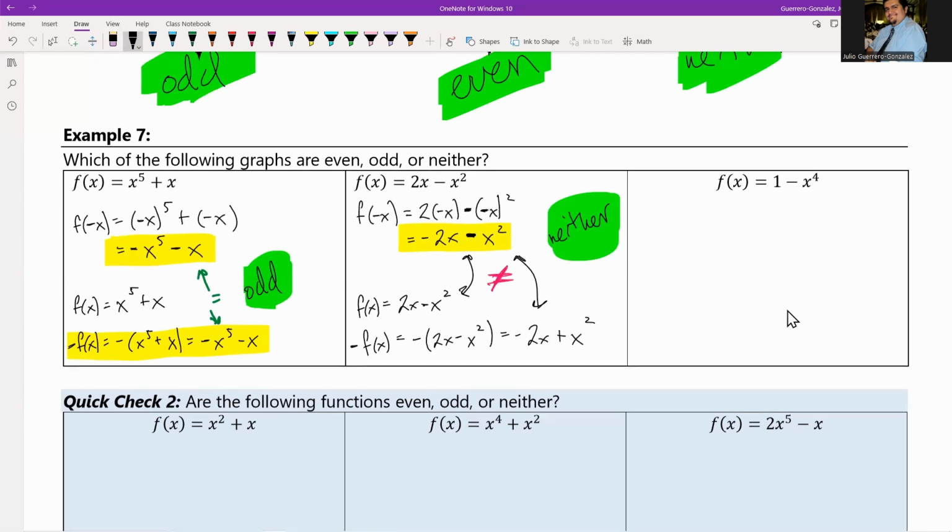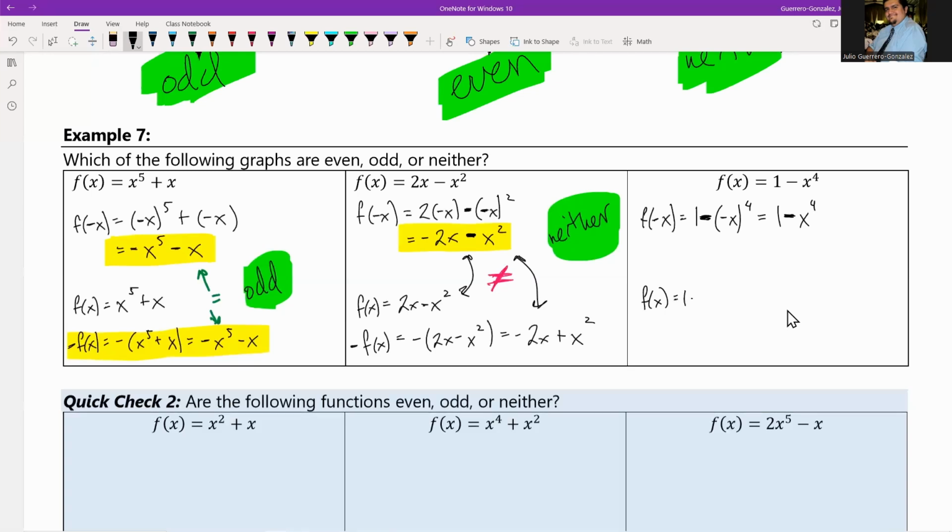f of negative x. Always start with f of negative x. 1 minus x to the fourth. This is going to be 1 minus, so minus x to the fourth, that's going to be minus x times minus x times minus x times minus x, and that's going to be positive x to the fourth. So this negative is this negative. It turns out the negative that's inside with the parentheses ended up disappearing because of the multiplication.